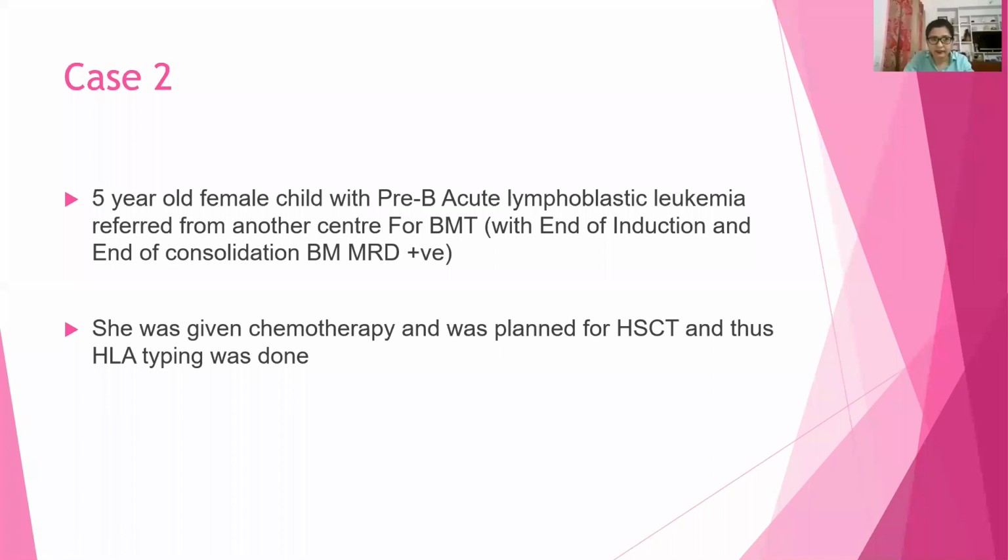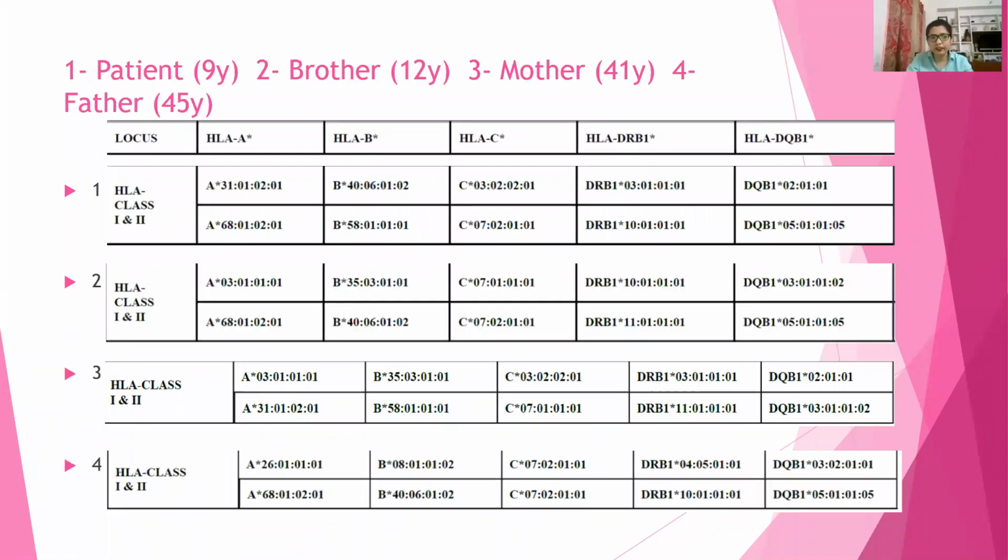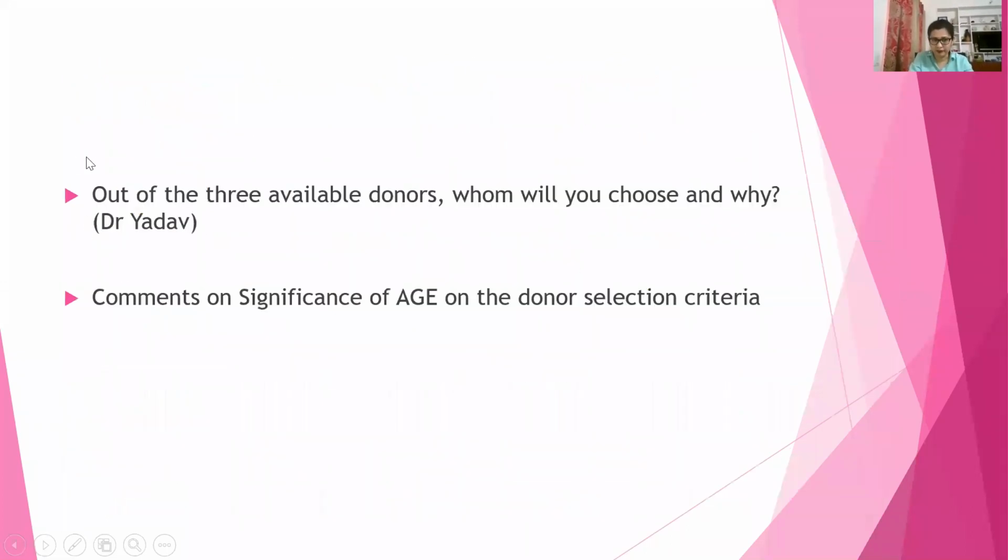Yeah, thank you, Upasna. So this is the HLA typing of that patient. The first is the patient, a 9-year-old female child, and the second is of the brother who is 12 years old. Third is of the mother who is 41 years old, and fourth is of the father who is 45 years old. Everybody 2, 3, and 4 are 5/10 matches to the first one, the patient. Okay. So Yadav sir, out of the 3 available donors, whom will you choose and why?